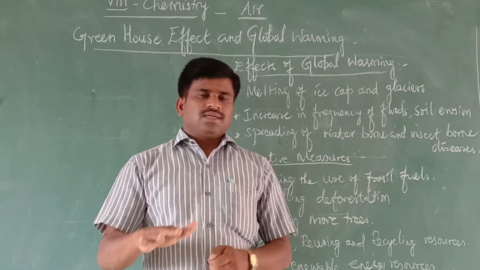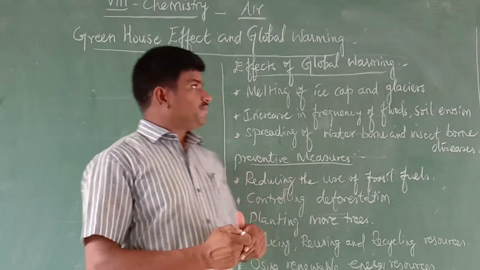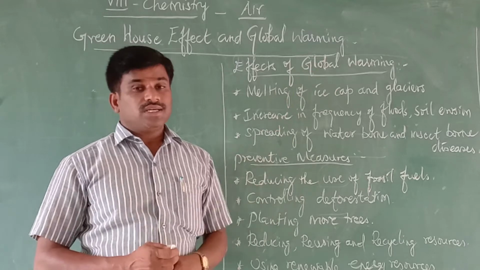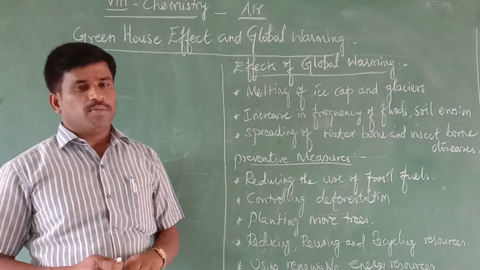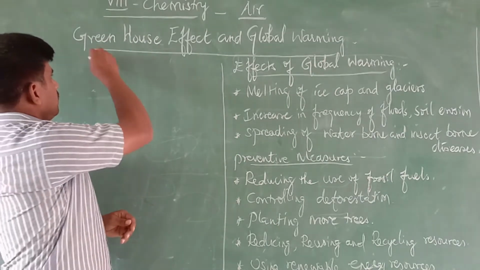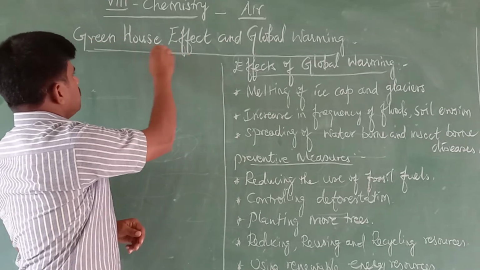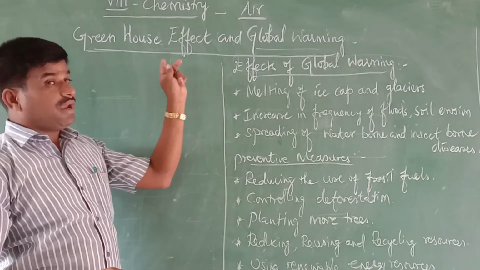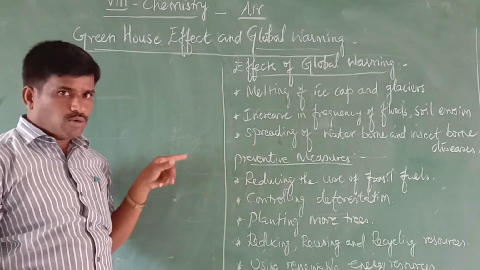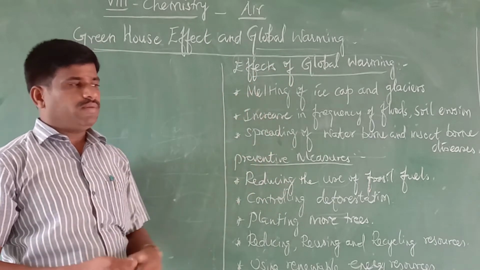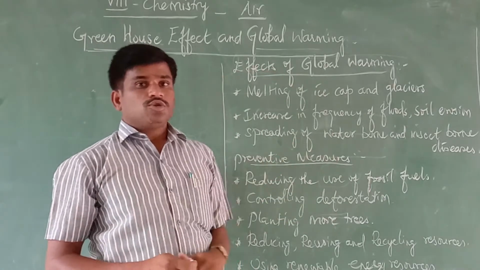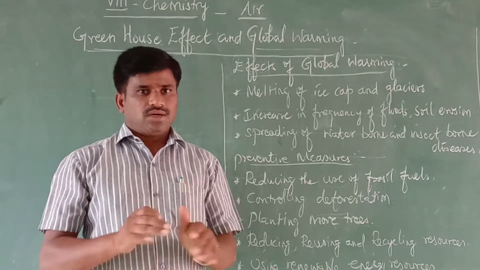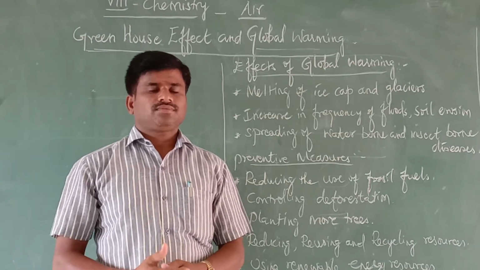In this section, you are going to learn about the greenhouse effect and global warming. What is that? Let us understand what the greenhouse effect is, what global warming is, what the effects of global warming are, and how to prevent global warming. And one more topic you are going to learn in this video section: acid rain.